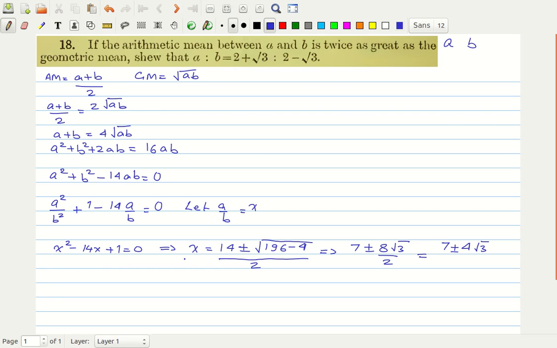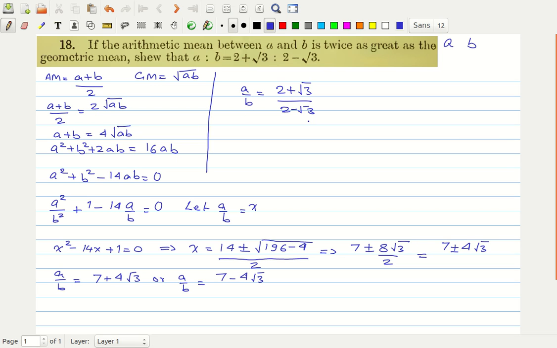Our A is to B is either equal to 7 plus 4 root 3, or A is to B should be equal to 7 minus 4 root 3. Right? Now let us see what we wanted to prove. The question asked us to prove that this should be equal to 2 plus square root of 3 divided by 2 minus square root of 3.